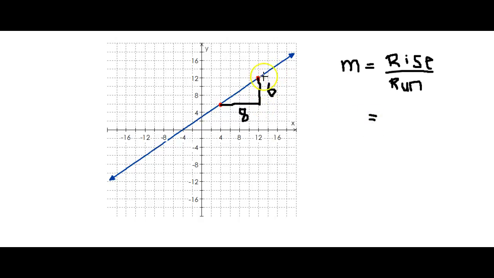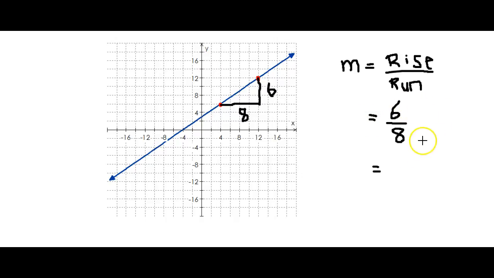So my rise here is 6, and my run is 8. And I know that 6 divided by 8 does not give me a whole number, so I'm actually going to leave this in fraction form, and I'm even going to do one better. I see that this is not a fraction written in lowest terms. And so wherever I see this happening, I want to reduce my fraction into lowest terms. So then I have the most efficiently written slope.